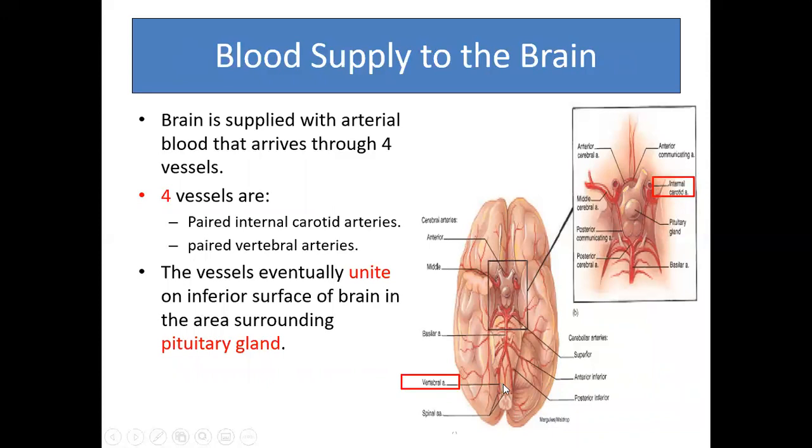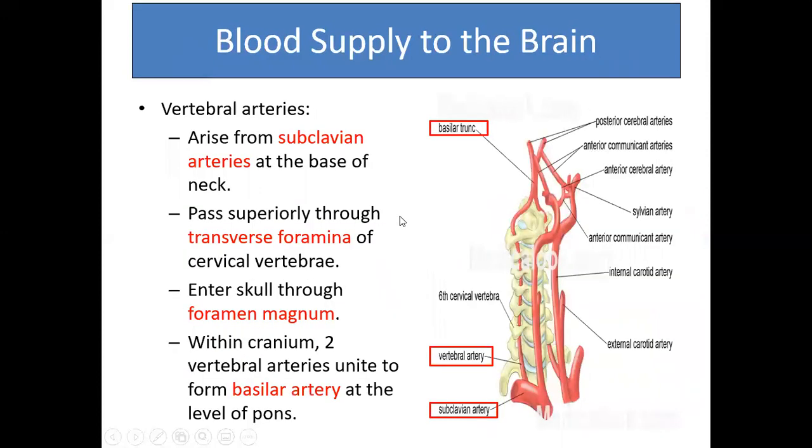These arteries will supply the brain. The vessels will eventually unite on the inferior surface of the brain. If you see here, altogether these vessels will unite on the inferior surface, or the base part of the brain, in the area surrounding the pituitary gland, and will form the circle of Willis.